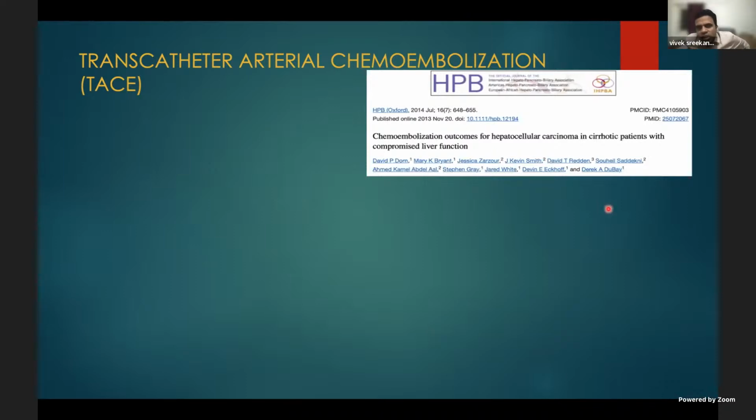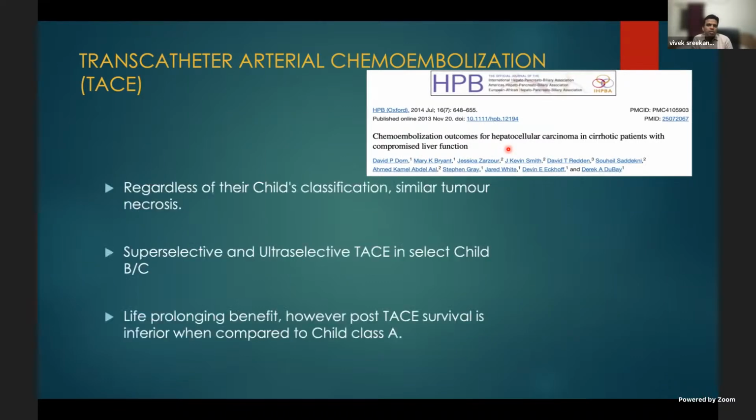So what happens in Child B and C beyond the guidelines? In this study, they studied the outcomes in HCC in cirrhotic patients with compromised liver function. They have taken 100 patients of Child A and 90 patients who belong to Child B and Child C. So according to this study, which was published, regardless of the Child classification, the necrosis is similar in case of TACE.